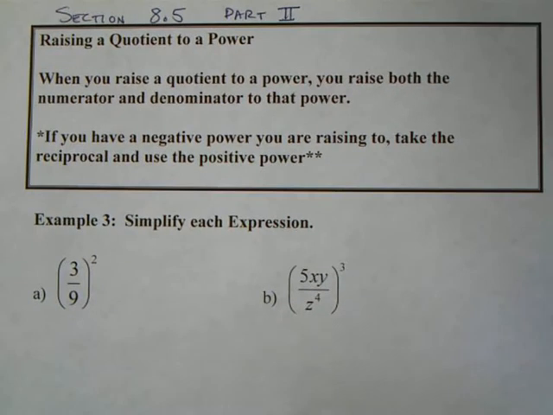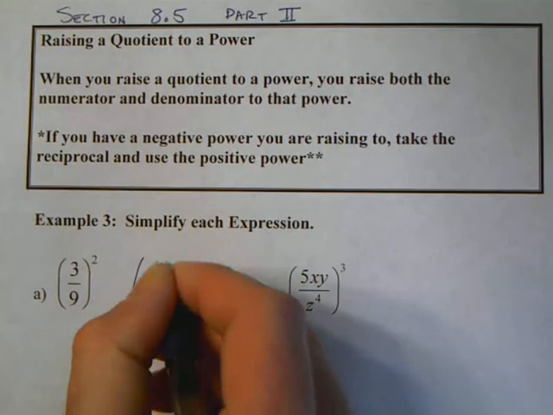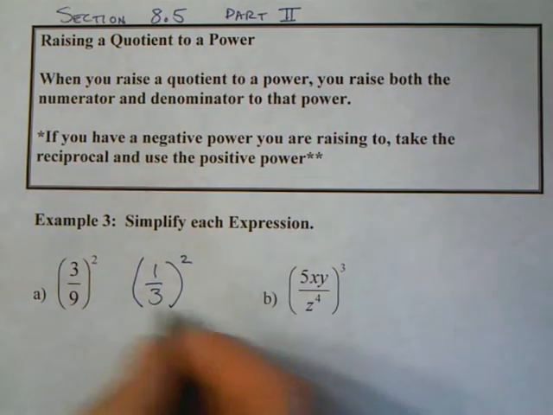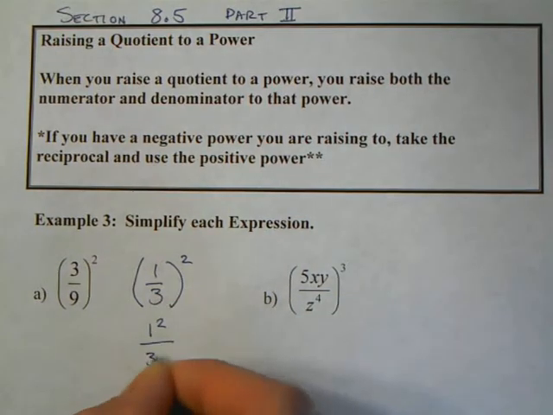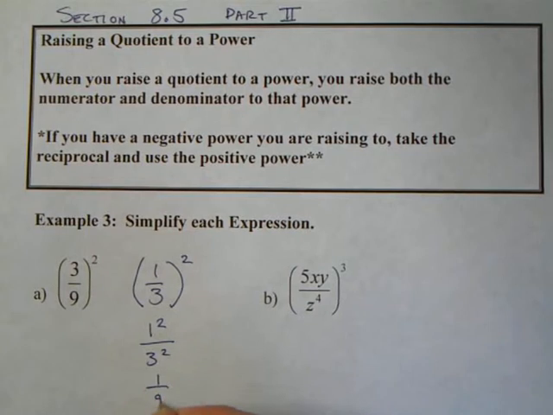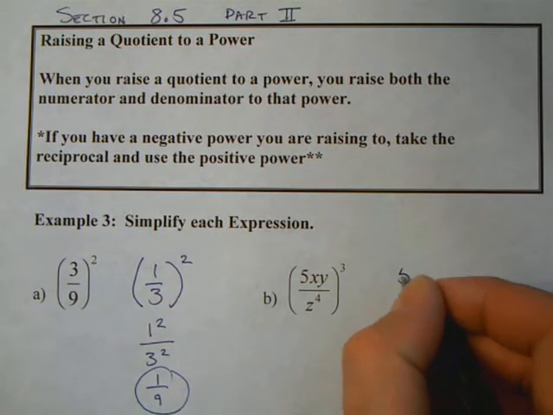Our first one is 3/9 to the second power. Before I even start, let's reduce that to 1/3. Because 3/9 is 1/3. Well, 1 squared over 3 squared equals 1/9. So the idea is we're going to distribute. Here's our second one. Let's distribute.